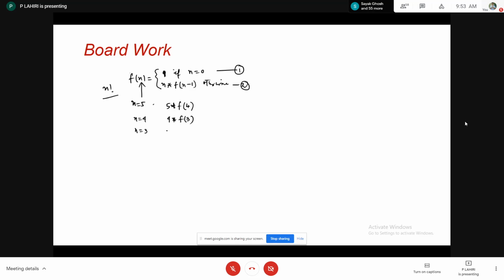Now the input becomes 3. It will be evaluated as 3 into f of 2. Now the input becomes 2. It will be evaluated as 2 multiply f of 1. Now n equals 1. It will be evaluated as 1 into f of 0. So now I have a chance to come to the end. When n equals 0, what value should I return? I have to return 1.